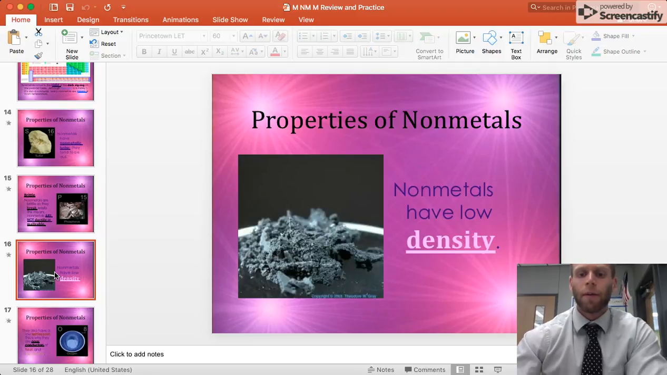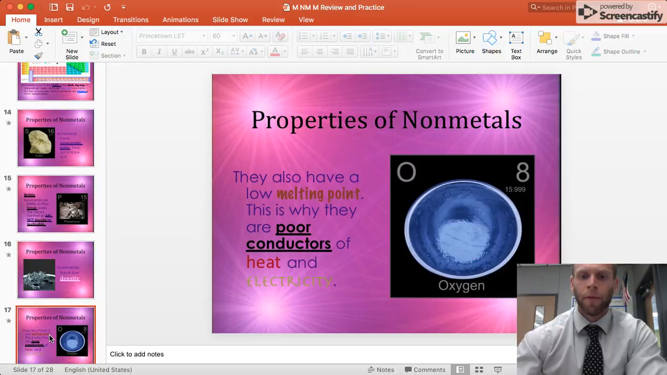Another property of a nonmetal is it has very low density. So remember, density is mass divided by volume. So they don't have a high mass to volume ratio, so they have a low density.